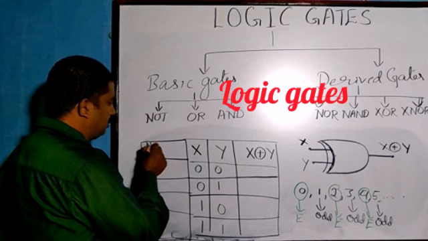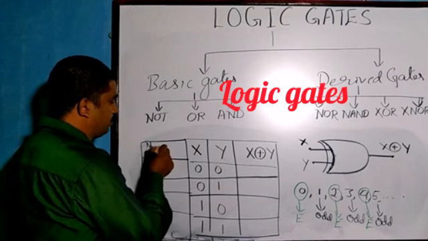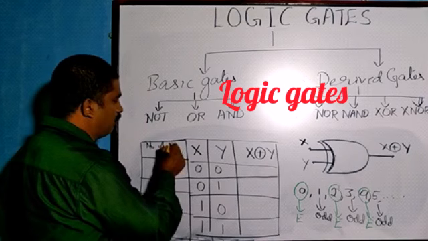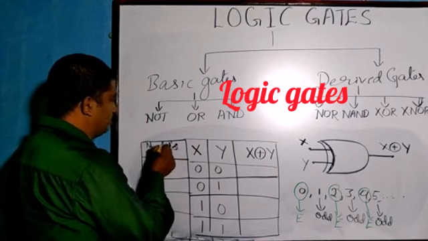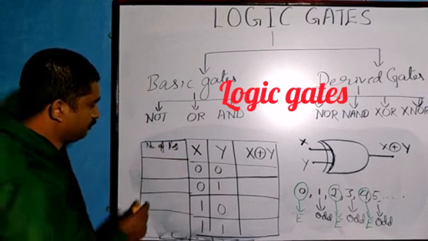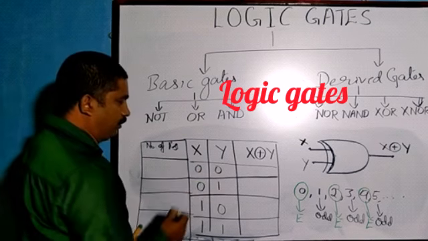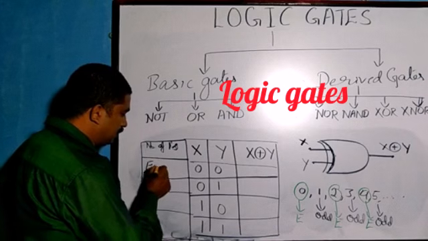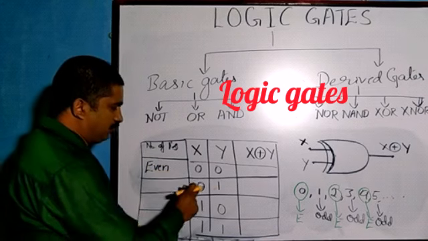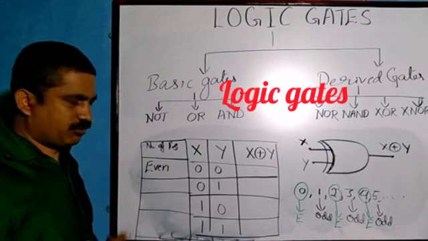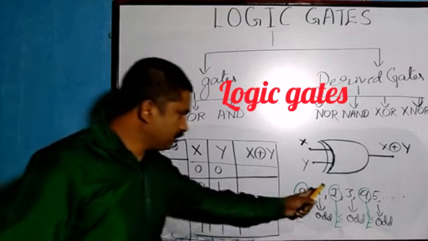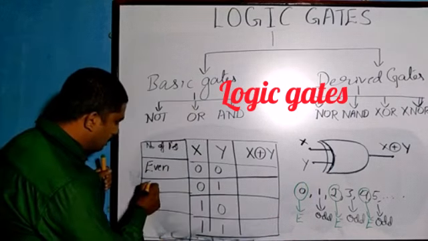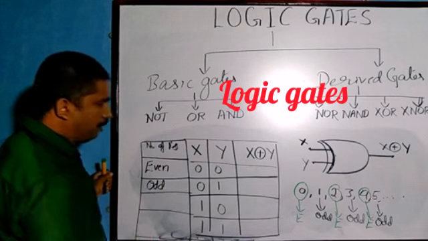That is the number of ones. Okay, here 0 0: 1 appears 0 times. You just write even. In 0 1, the number of ones is 1 time. 1 means odd number. Write odd.